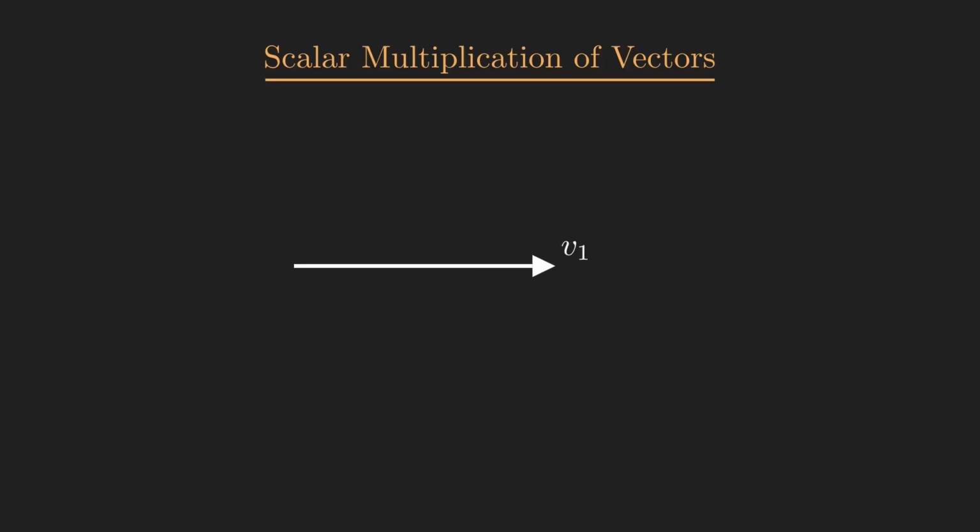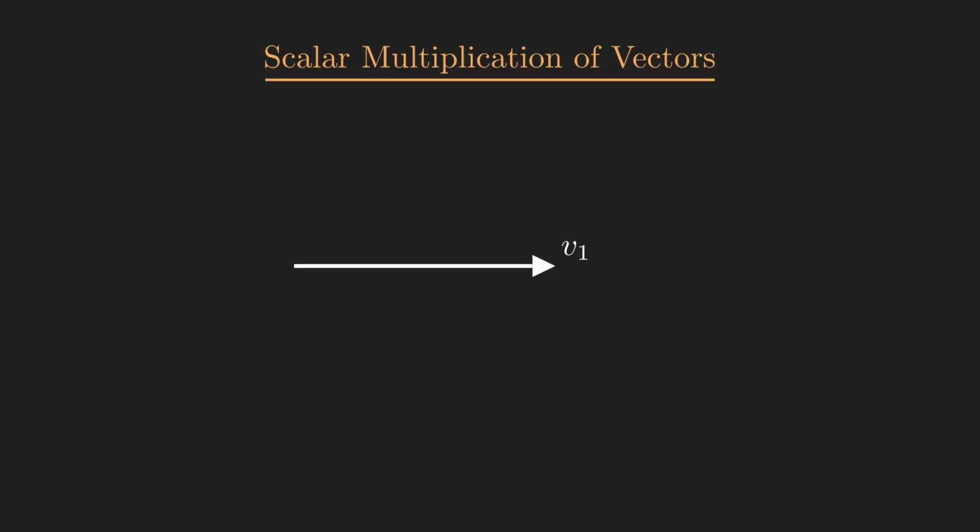So now let's look at the scalar multiplication of a vector. What is a scalar multiplication of a vector? Well, a scalar multiplication of a vector is as follows. If you're given this vector v1 there, then a scalar multiplication of vector v1 is another vector that you obtain by multiplying v1 by a real number.